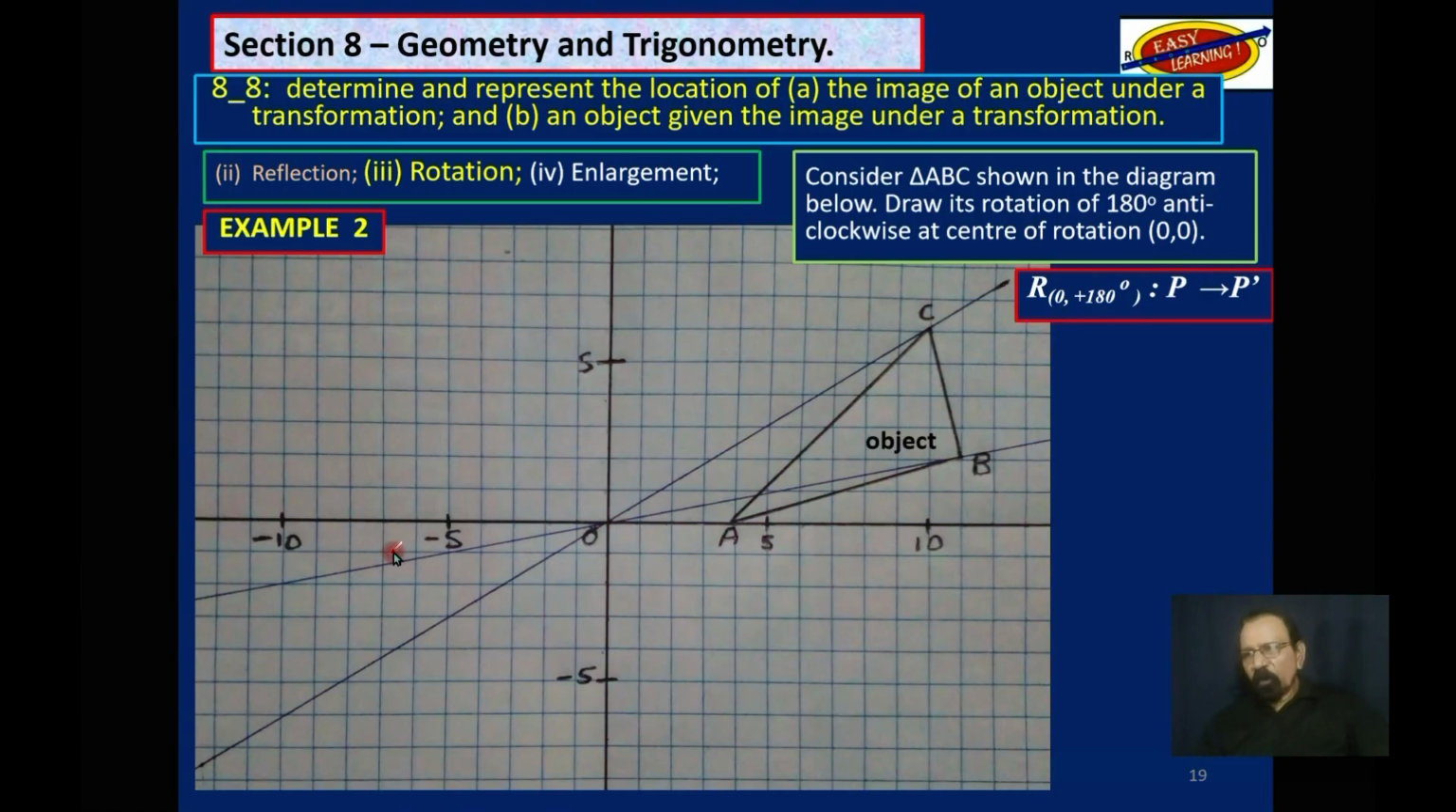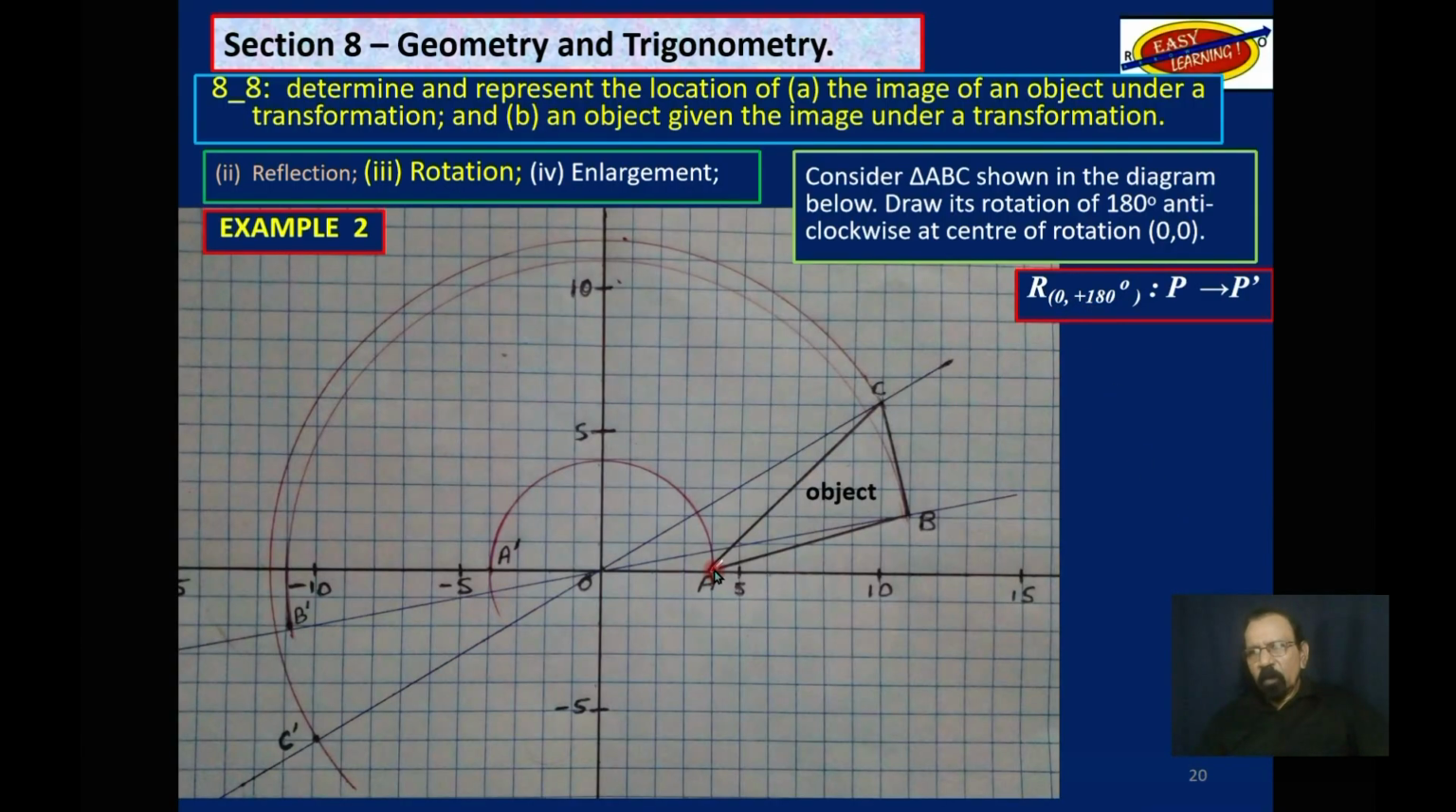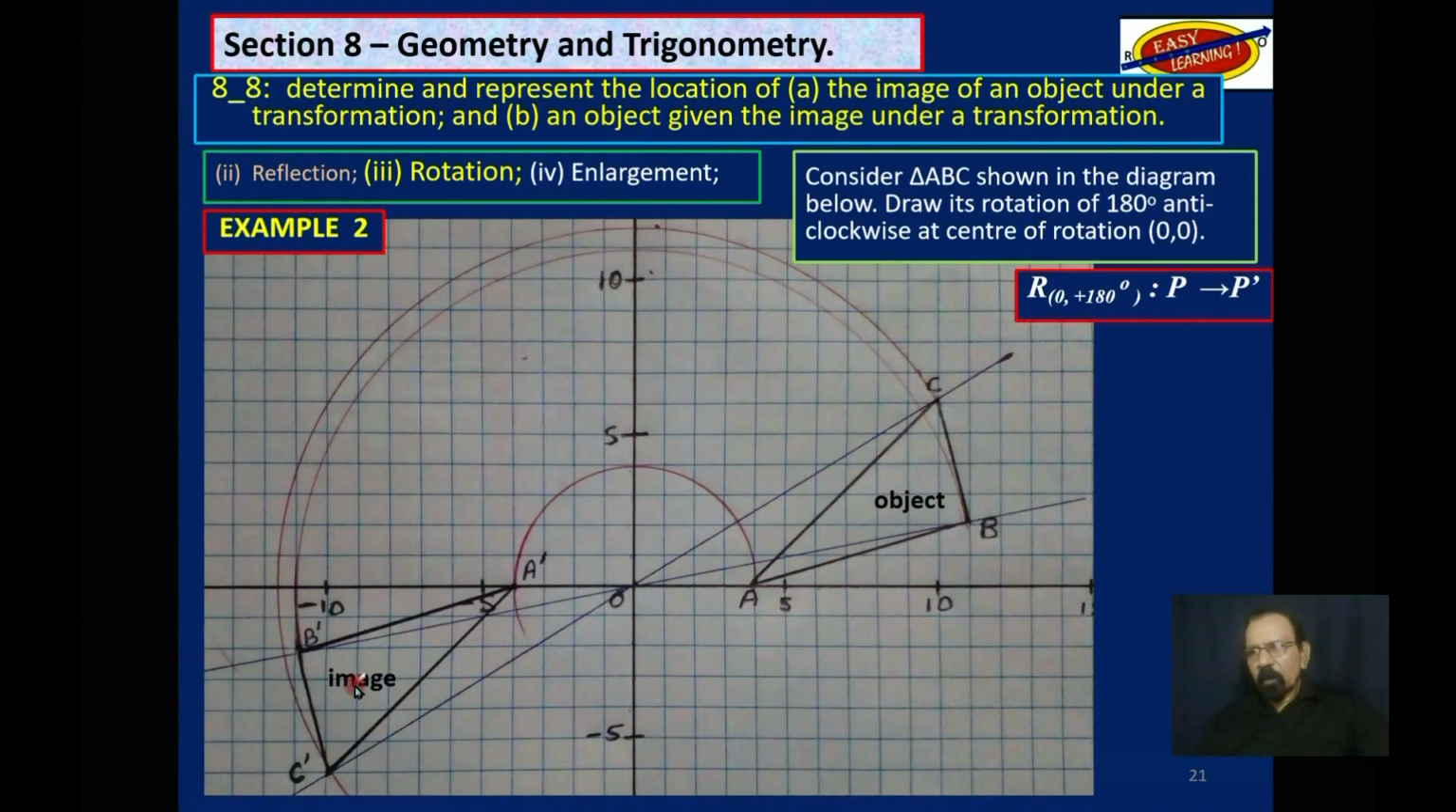And I will extend it over this side. And remember, that will give me 180 degrees because we are going through 180 degrees anticlockwise from the origin. So I measure from A using a compass, that would be A prime. Do the same thing with B, that will be B prime. Do the same thing with C, that will be C prime. Now all I need to do is connect A prime to B prime to C prime back to A prime, and we would have accomplished that example. That's our image. That's example 2.